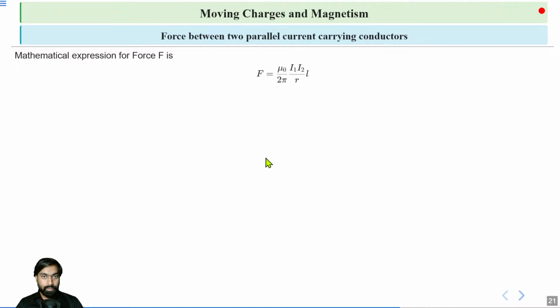Mathematical expression for force F. So we know the basic concept of force between two parallel current carrying conductors. When two long straight conductors are placed parallel to each other and carrying currents I1 and I2, they exert a magnetic force on each other due to the magnetic fields generated by each current. The magnetic force F exerted on a length L of one conductor by the other is given by the formula F equal to mu naught upon 2 pi into I1 I2 divided by R into L.